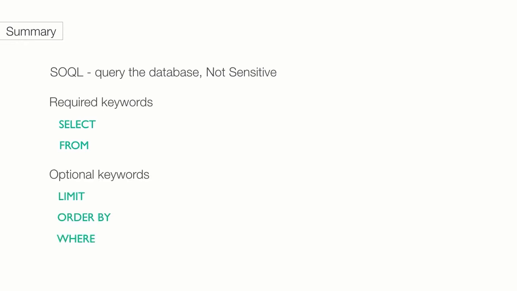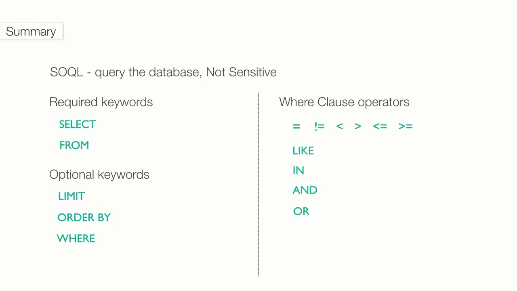Limit lets you control how many records you want to pull. Order by lets you control the sort order, ascending or descending. If you don't specify the order, SOQL would assume ascending. Where lets you specify how you want to filter the results. And within a where clause, you can use a number of operators including equals, not equals, greater than or equal to, and less than or equal to.